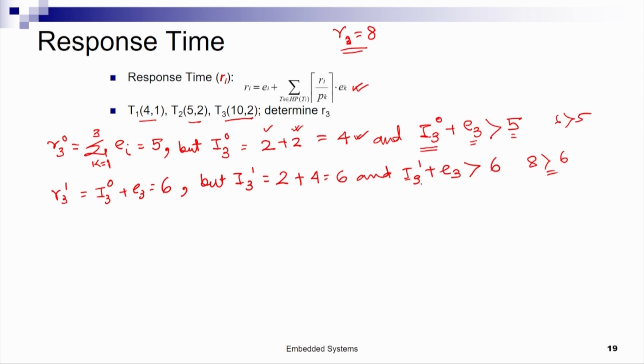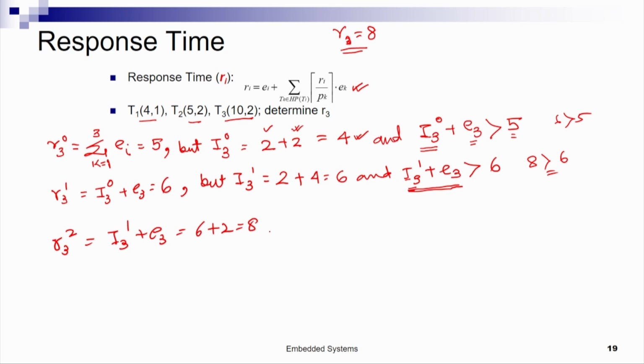This is the total actual interference by higher priority tasks within the estimated response time 6, that is actually 6, and I add up the execution time of the task itself, and I get the total time that is necessary. So the response time cannot be 6; it has to be something higher than 6. Hence, we move to the next iteration and we get R32. So R32 equals I31 plus E3 equals 6 plus 2 equals 8.